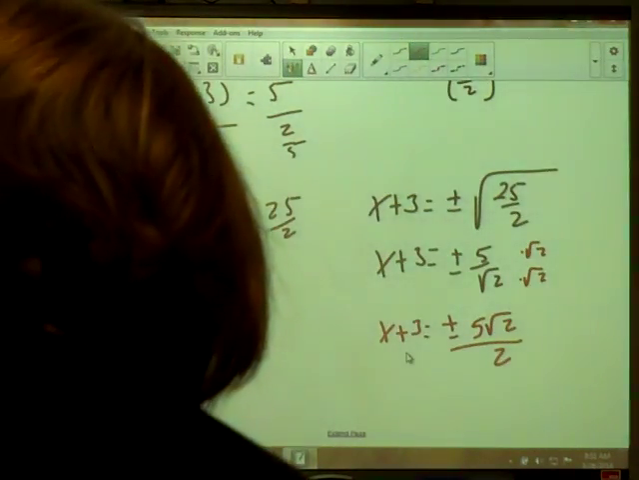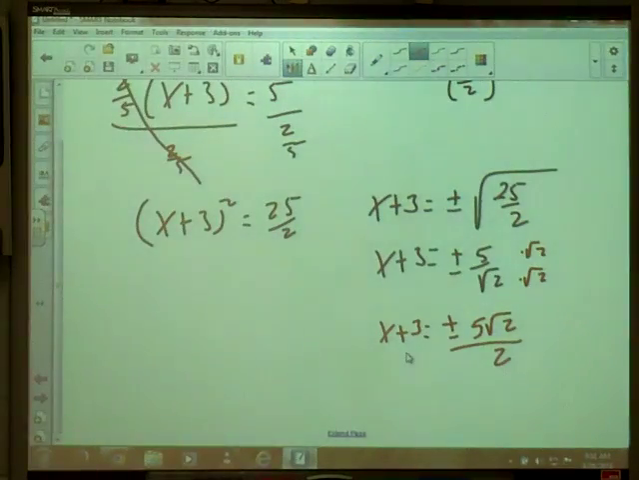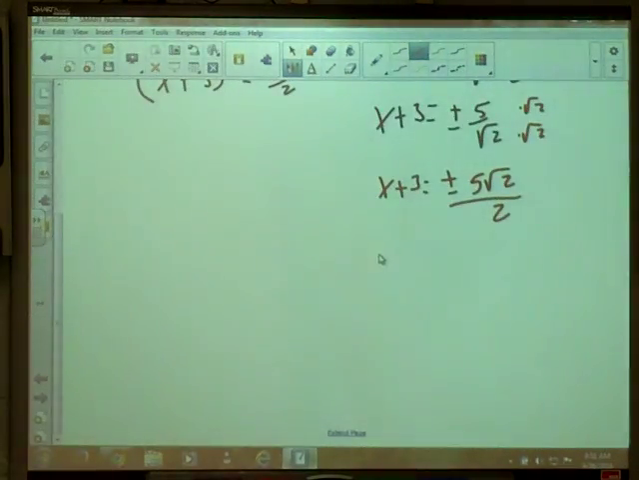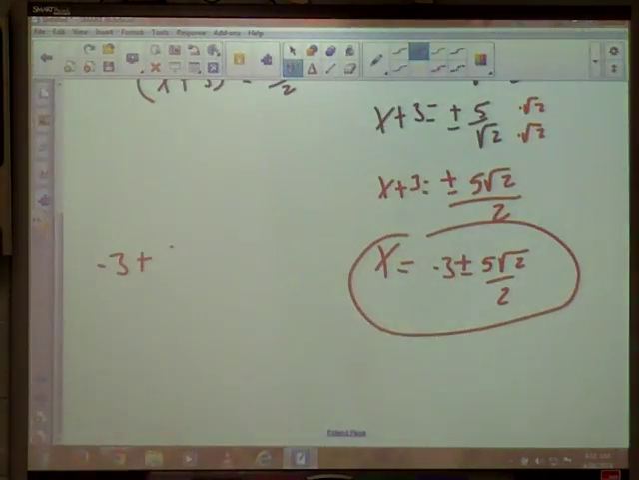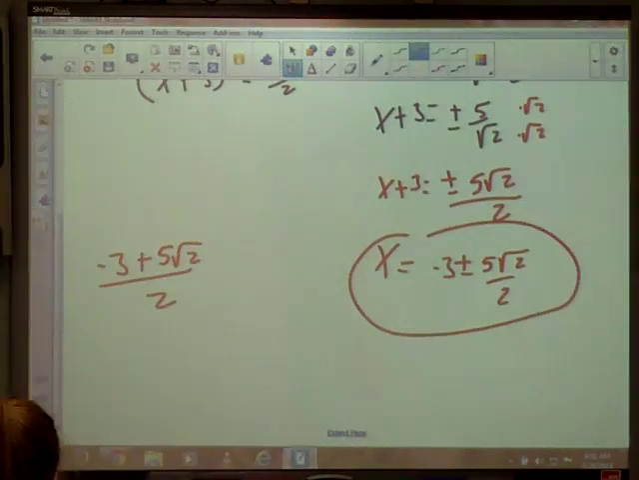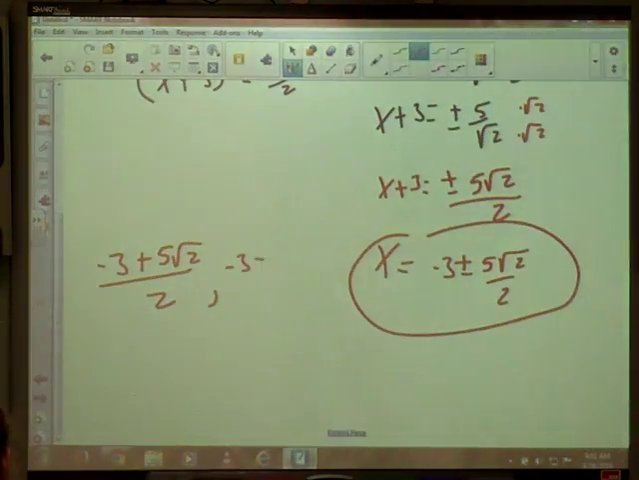So what do I need to do to get the plus 3 away from the x? Subtract 3. I'm going to put that in the front when I subtract it. So I'm going to have negative 3 plus or minus 5 square root of 2 over 2. Now you need to make sure that you see that as 2 answers. Because plus or minus means I could have negative 3 plus 5 square root of 2 over 2, and I could have negative 3 minus 5 square root of 2 over 2.